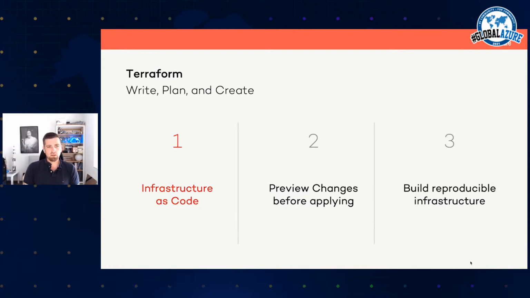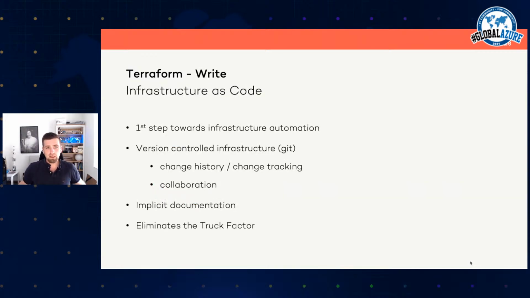So let's dive into write, which means infrastructure as code. Obviously, taking or expressing your infrastructure as code, that's the first step that you take towards infrastructure automation, which may lead to something like a fully automated DevOps process, or if you're on the road towards cloud native environments, then automating your infrastructure using infrastructure as code is obviously one of the first steps that you would take.